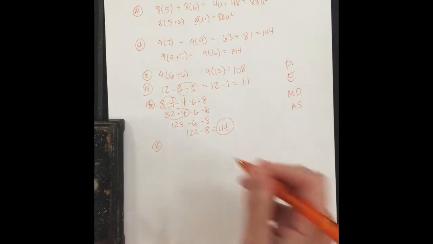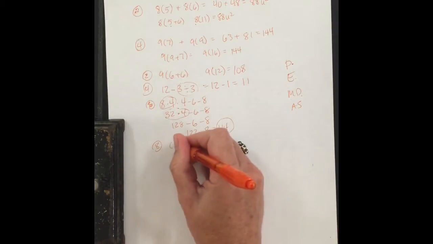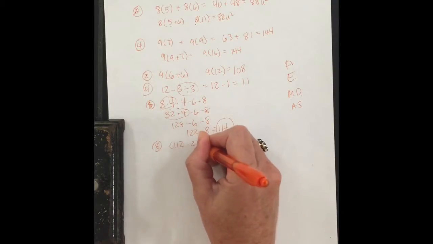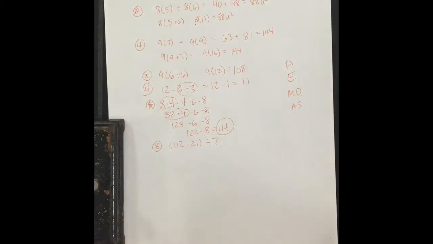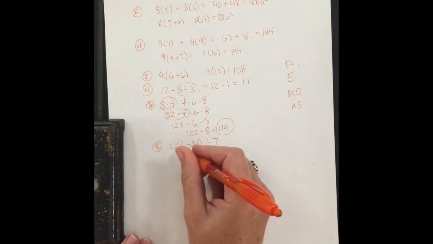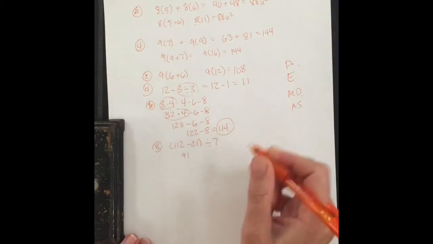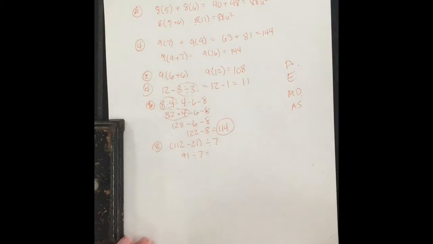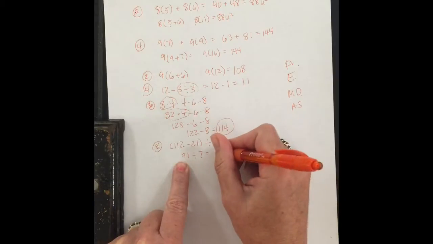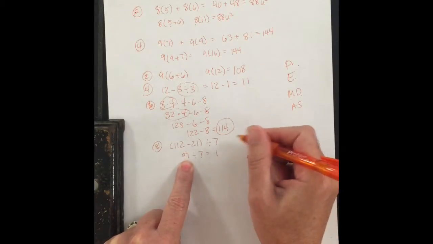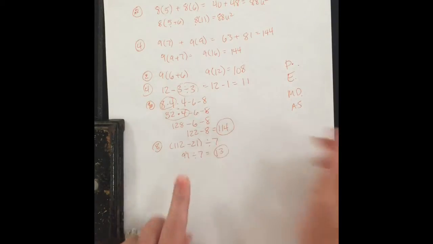8 is 112 minus 21 divided by 7. Parentheses, so that's the first thing I'm going to do. So we have 91 divided by 7. 7 goes into 9 one time with a remainder of 2. 7 goes into 21 3 times, so your answer should be 13.